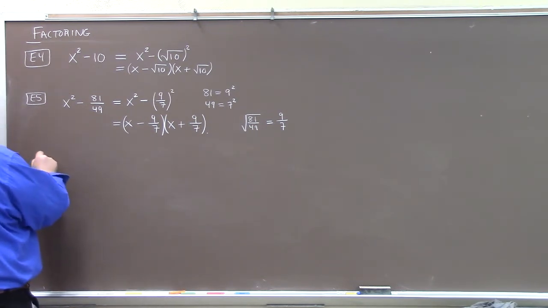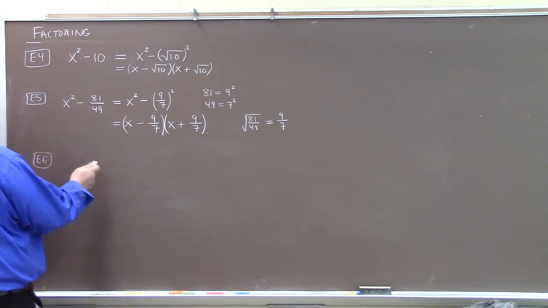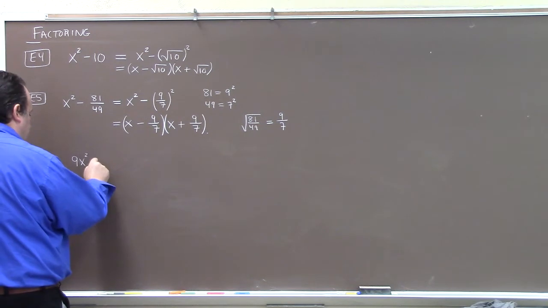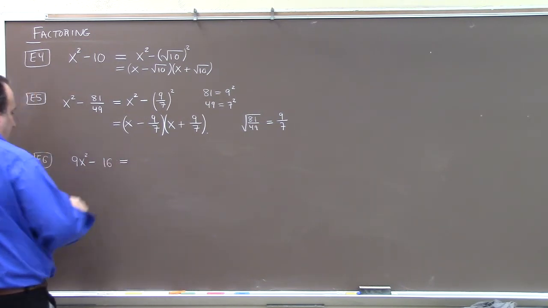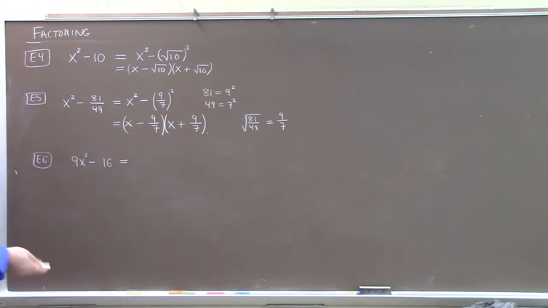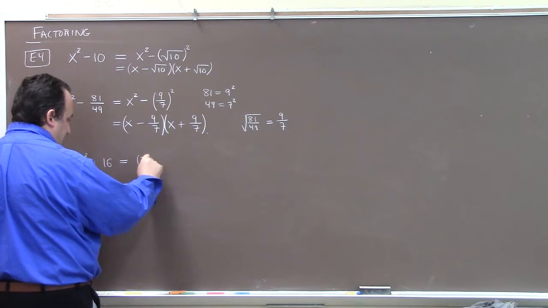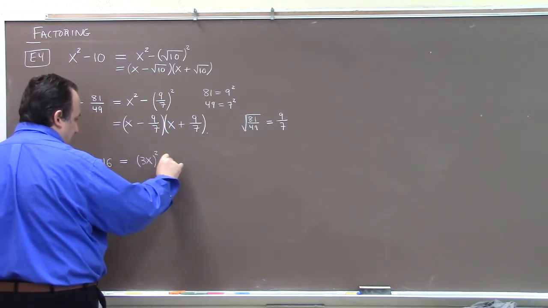Here's another one. What if we have 9x squared minus 16? Let me just point out, we should look at this as quantity 3x squared, right, minus 4 squared.